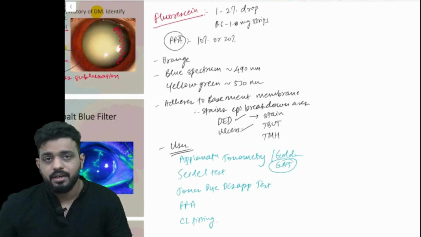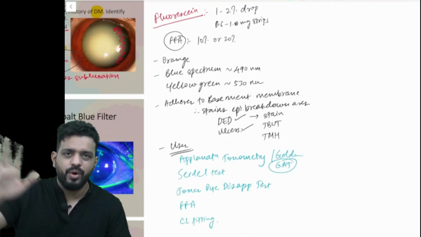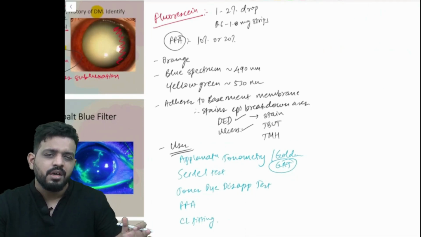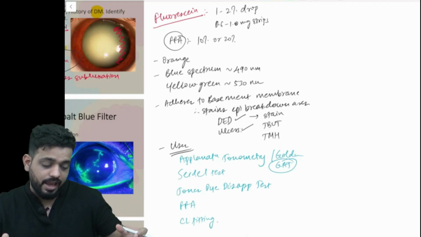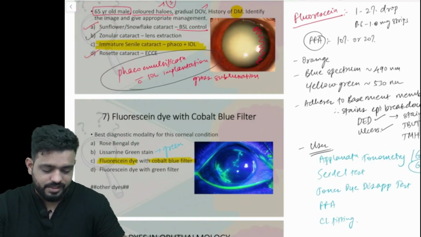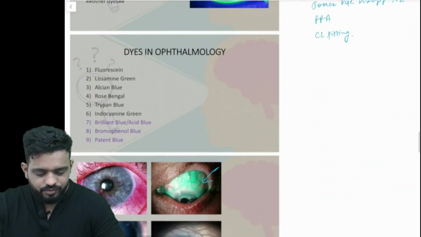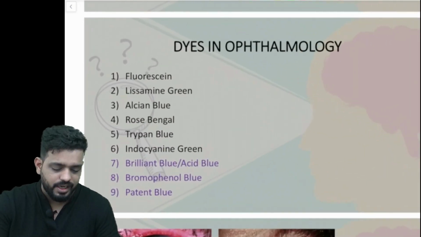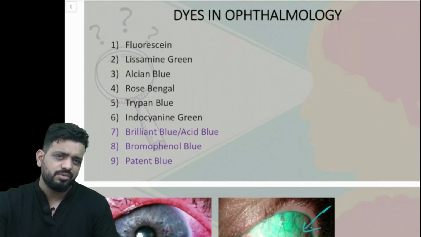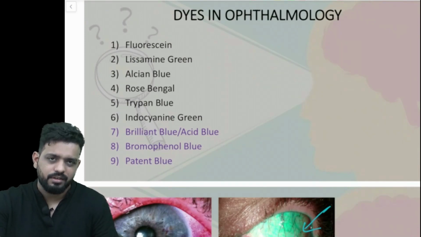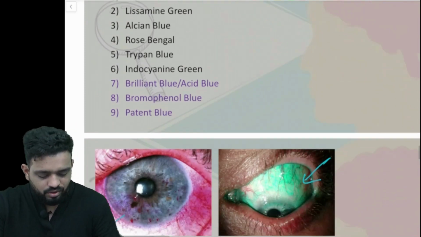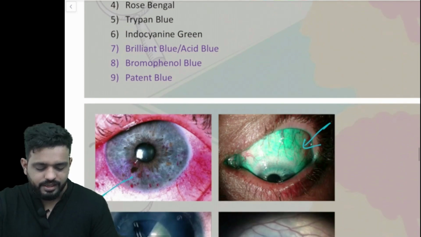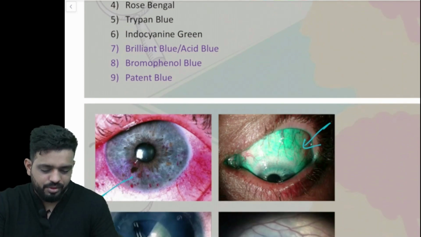That's it. We'll just have a quick look at the other dyes in ophthalmology, so that you have an idea that these dyes exist and you don't miss them. Okay, so fluorescein we have seen. Lissamine green staining is mainly for the conjunctiva. Alcian blue is not used nowadays because it's very irritating. It's an irritant. Rose Bengal staining is this one. It is for the debris and mucus.